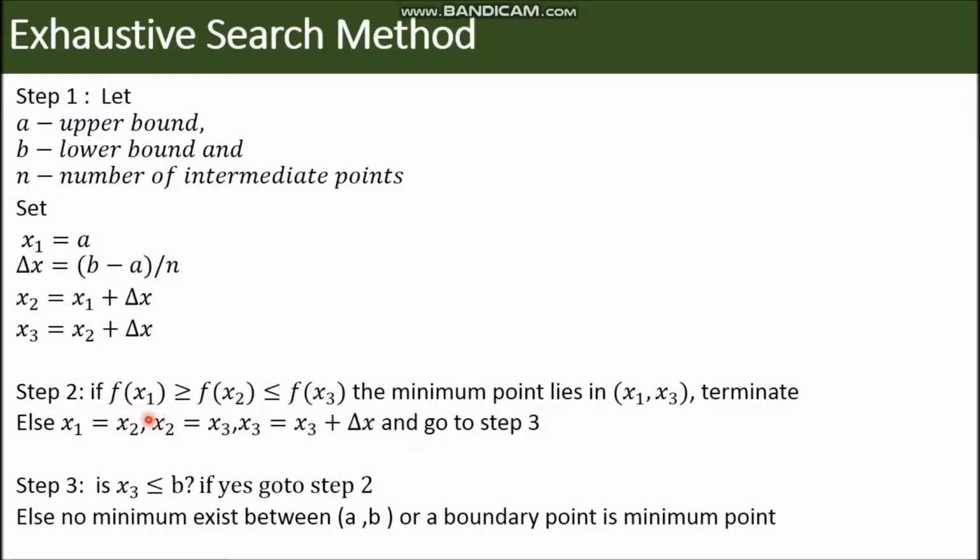Else what we do is we shift x2 to x1, x3 to x2, and we find a new value for x3, that is x3 plus delta x. That means we have moved our intermediate points to the next step, and we go to step 3 and check whether x3 is the upper bound. If it is not, we go to step 2 again and check the condition. If this condition is satisfied, we terminate. Or else we conclude that there exists no minimum between a and b, and we have to find new bounds.